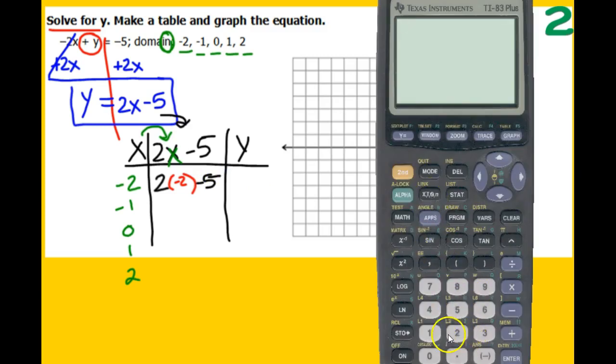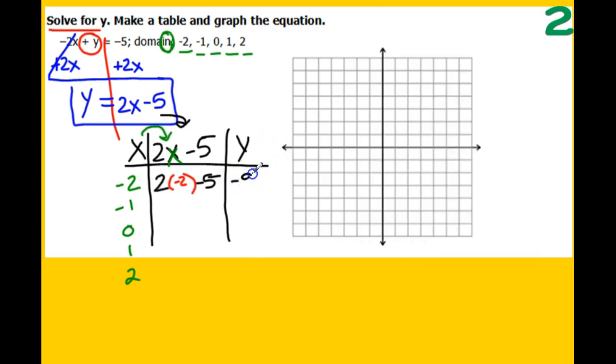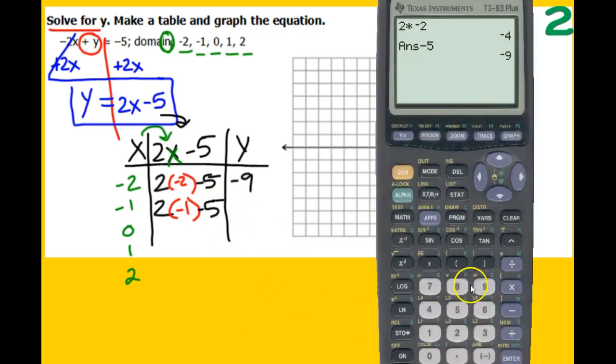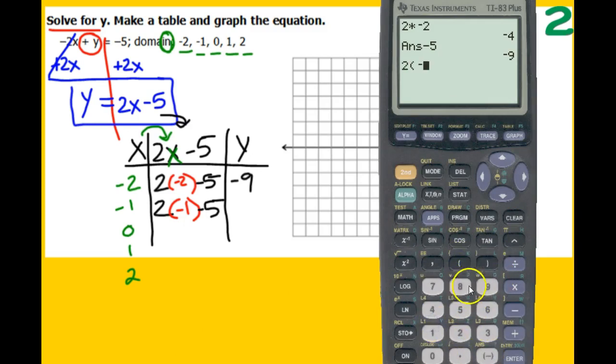So some of you can do this in your head, others of you might want to use a calculator. It says 2 times a -2, and then we have to subtract 5. That gives us a -9. Then we're going to plug in a -1. 2 times x, which is -1, and then subtract 5. If you want to type it all in at once, you can. You can also use parentheses, just like I have written. -2 and then -5 gives me a -7.